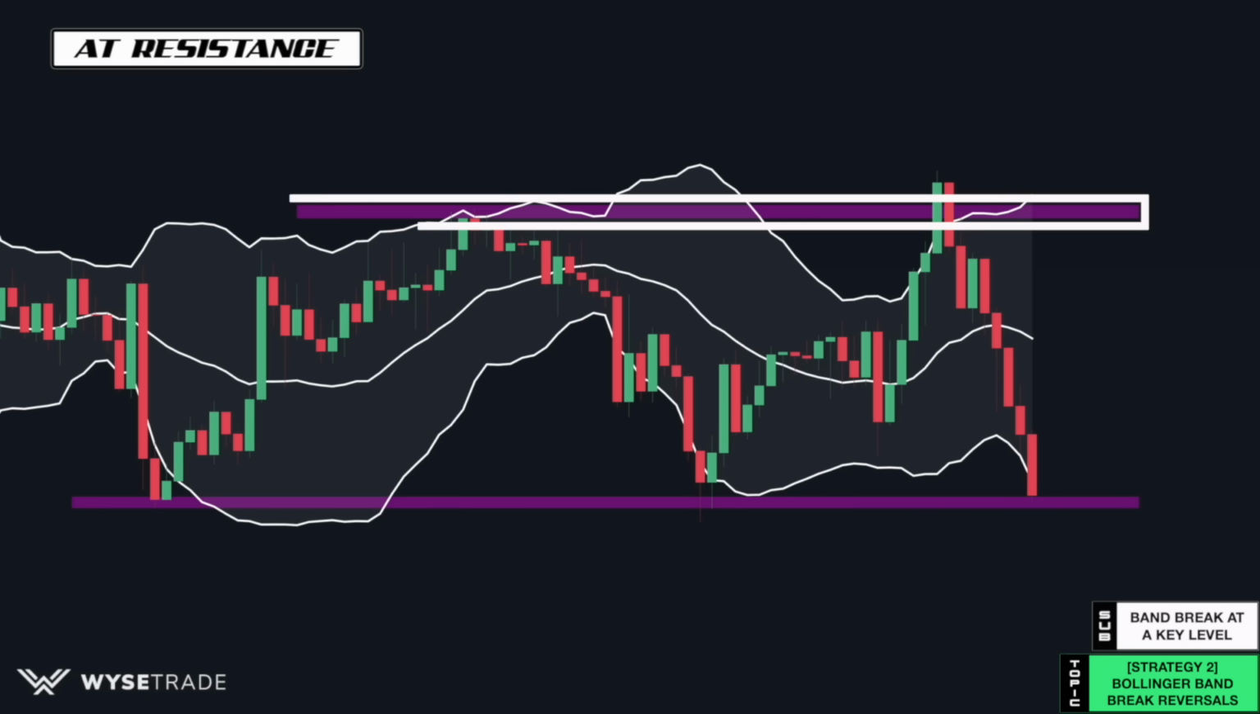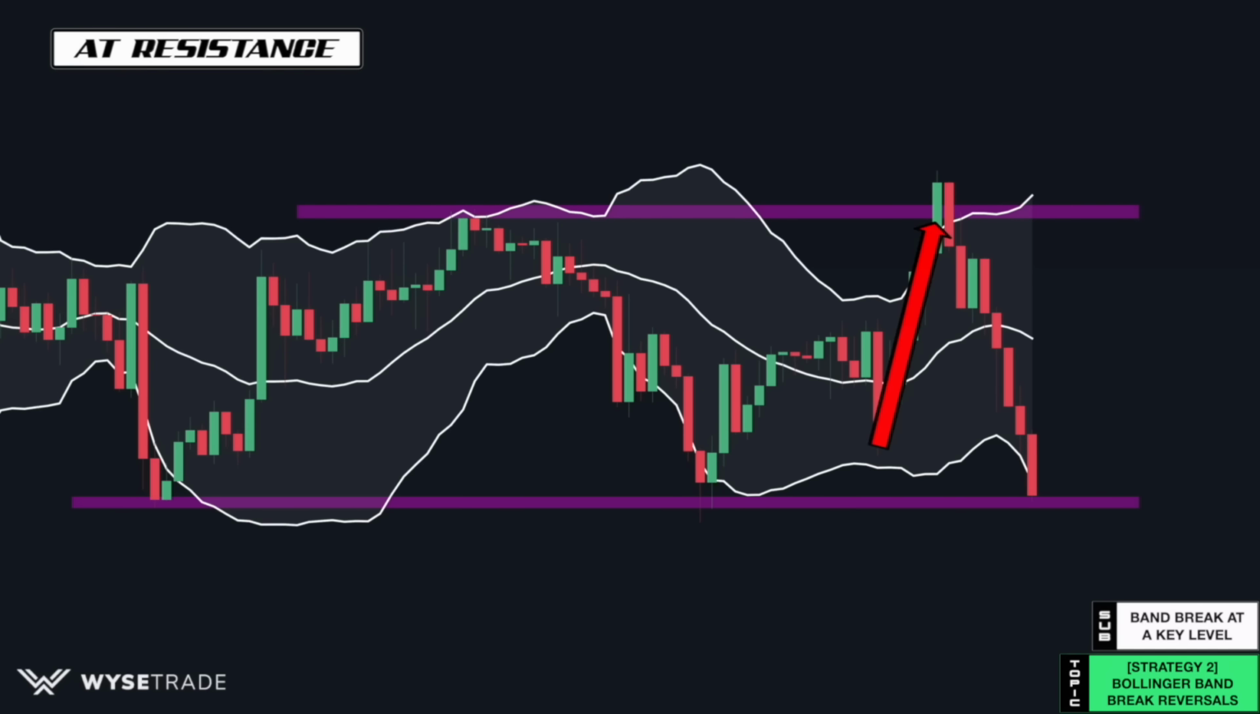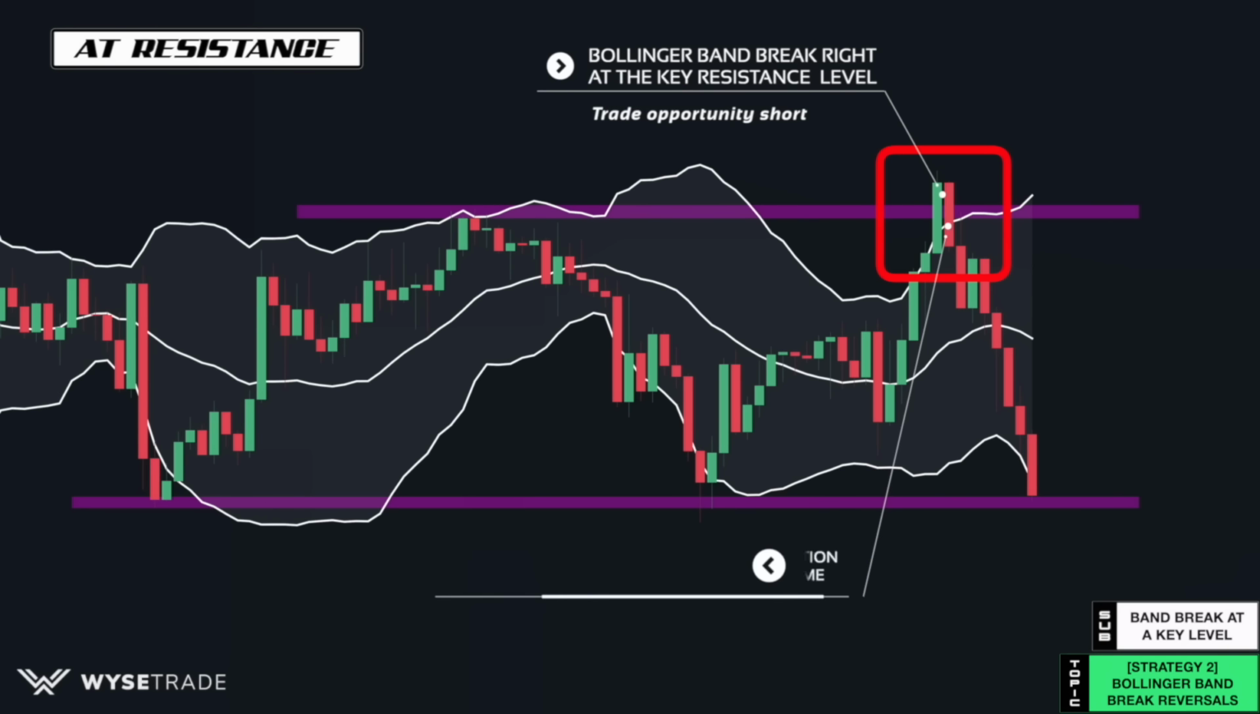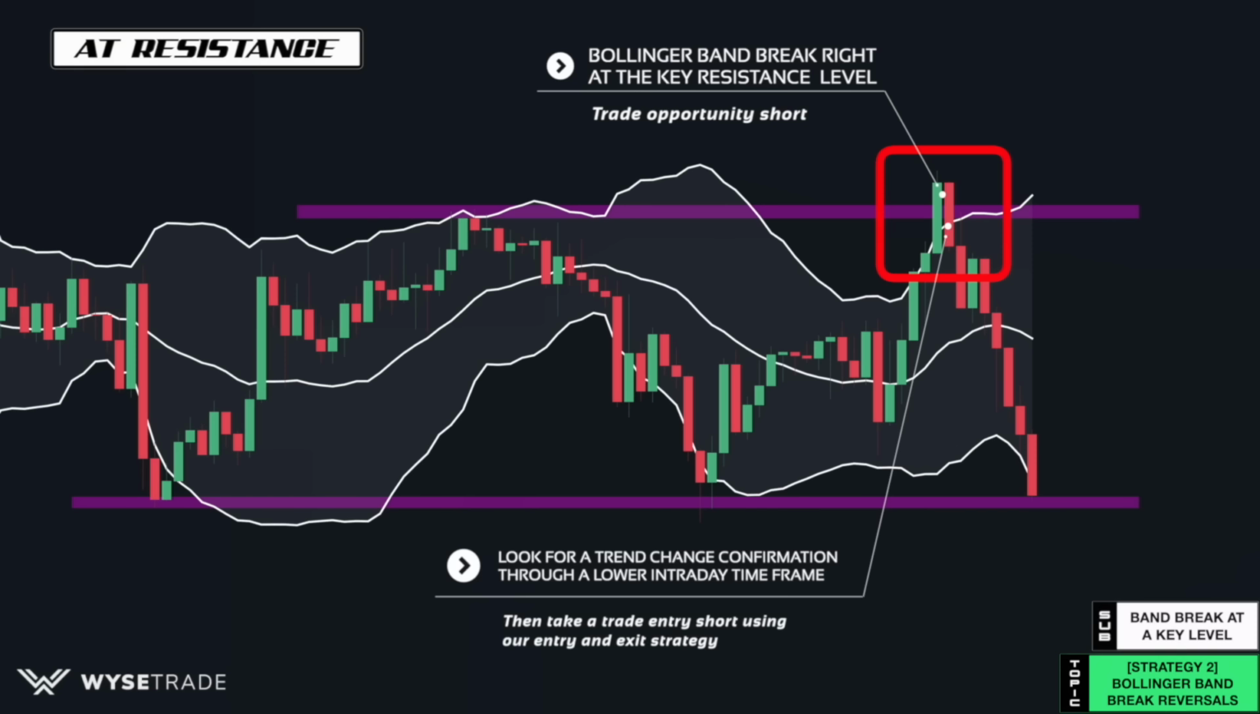You have your key level of resistance because of this reversal point here. As price came back up, you had a Bollinger Band break right at the key level. Then, once you had a trend change confirmation through the lower intraday timeframes, you would look for short trade entries.